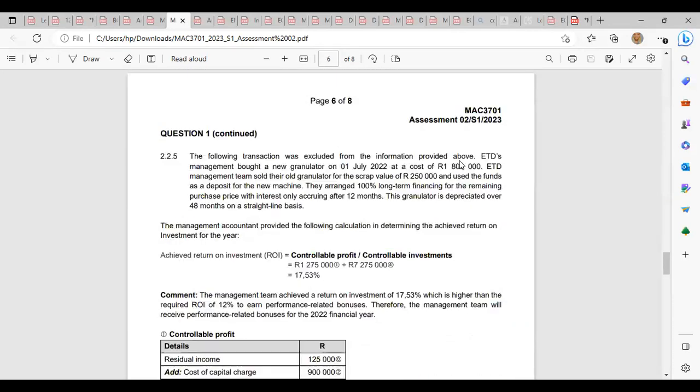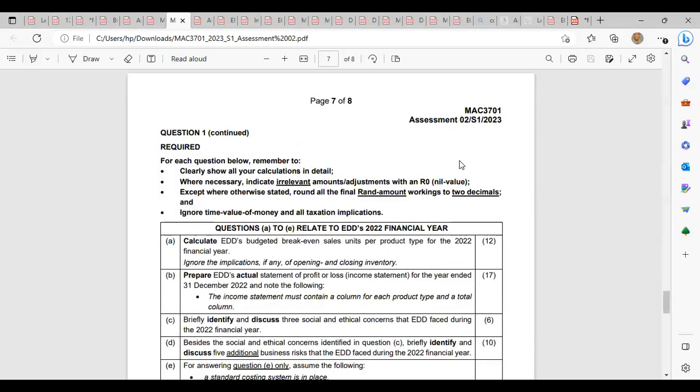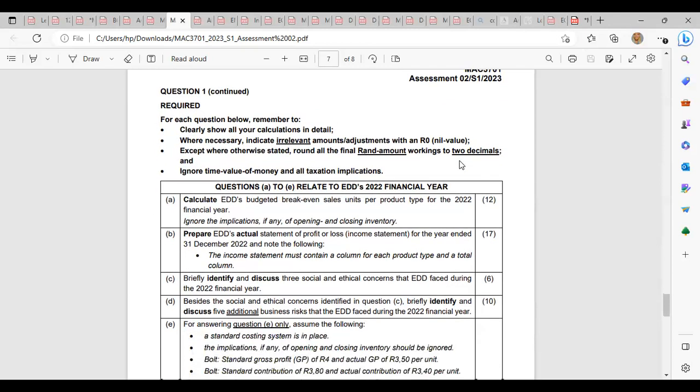Like in any question paper, we want to start off with the required, so we can decide what we are going to deal with. I hope we are done by 4. Part A says calculate the break-even sales units per product.